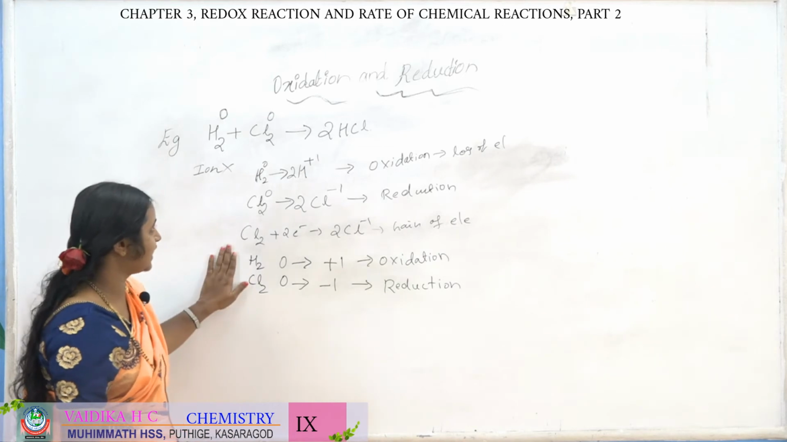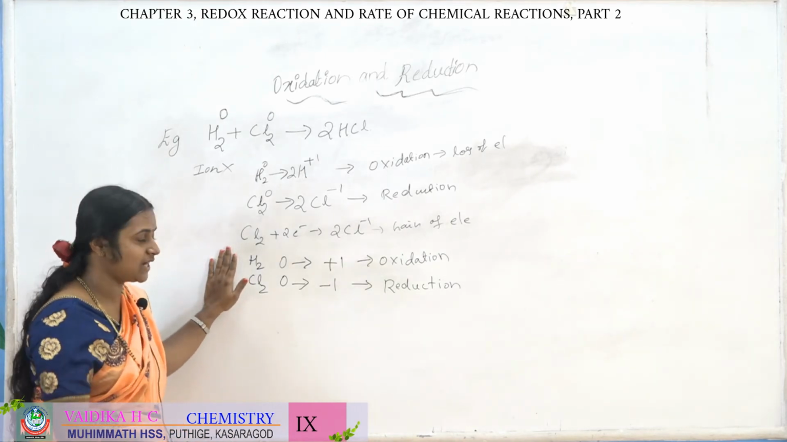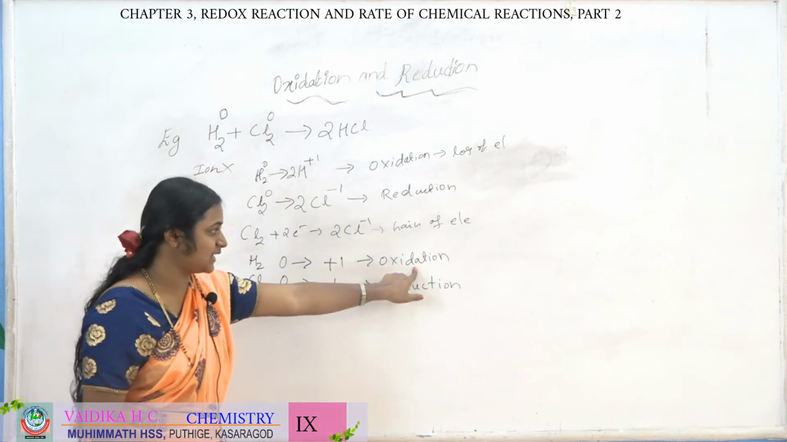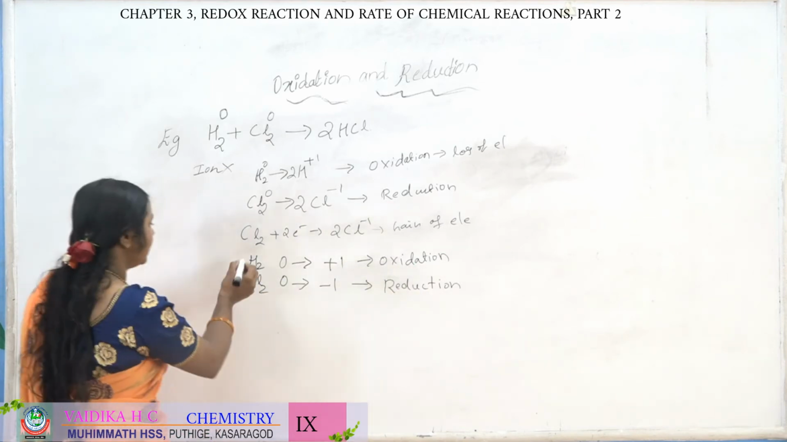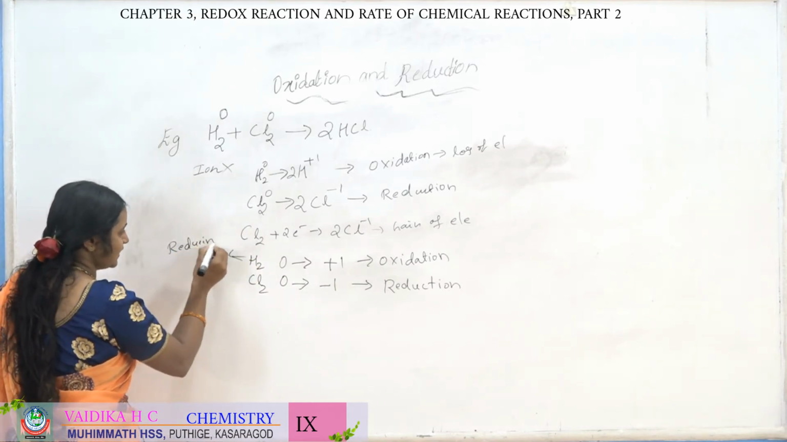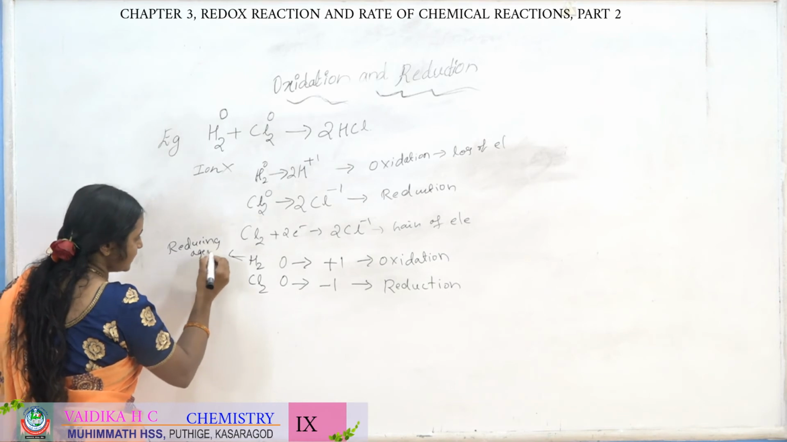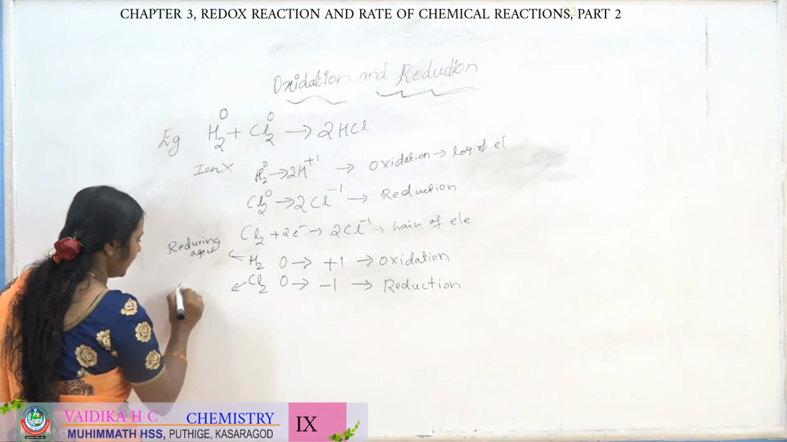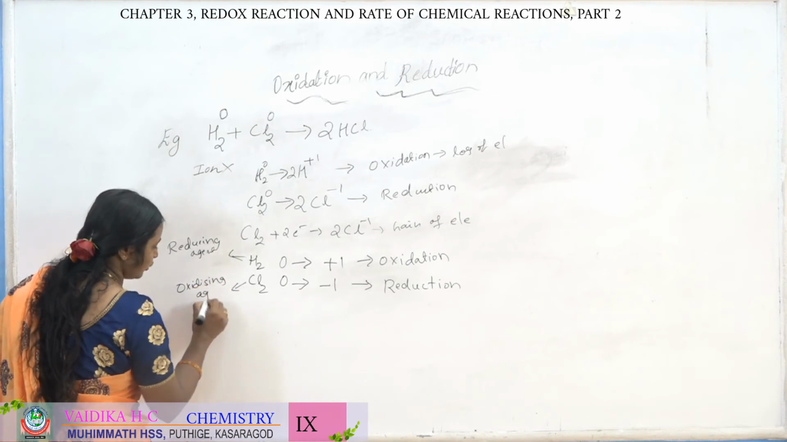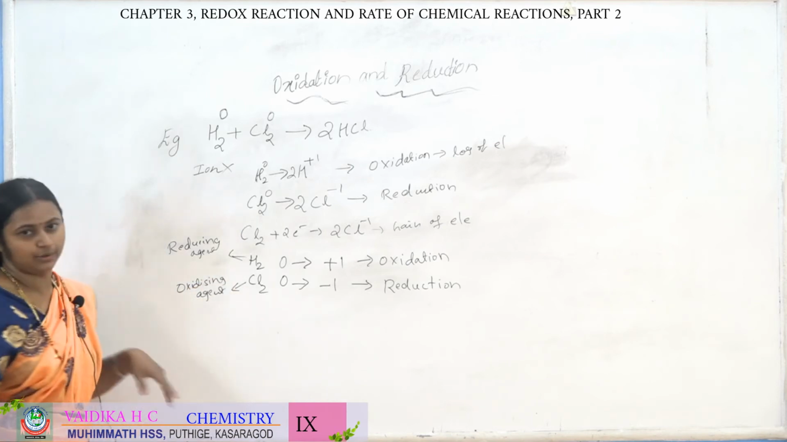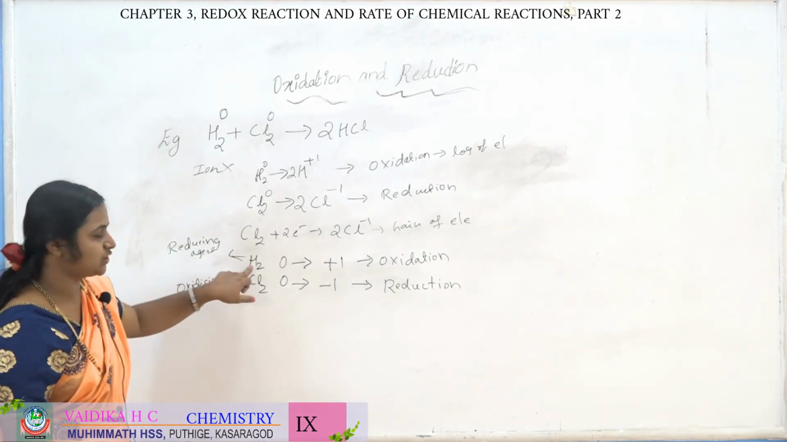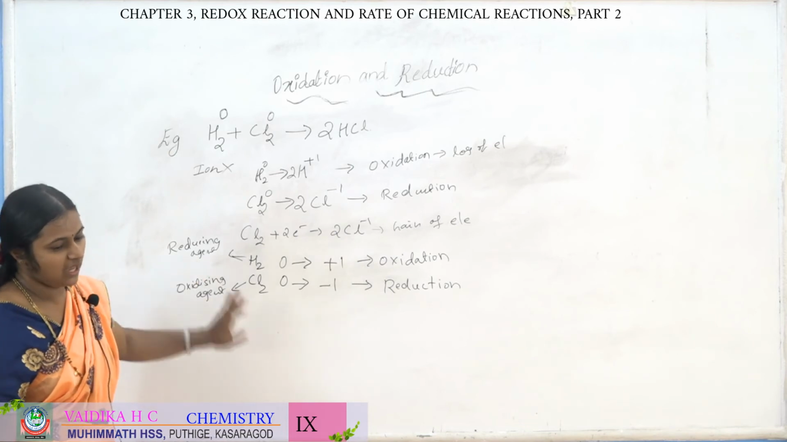So in this reaction, which is the oxidizing agent and which is the reducing agent? For H2, the process is oxidation, but it is the reducing agent. This H2 is the reducing agent because it loses the electron, but chlorine is the oxidizing agent. It gains the electron from the hydrogen. So Cl2, chlorine, is the oxidizing agent, and H2 is the reducing agent.